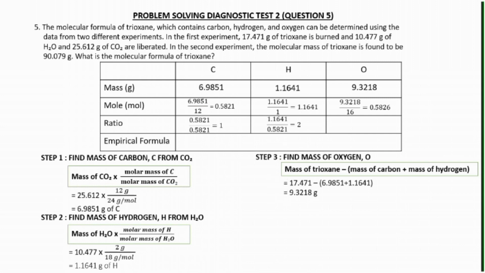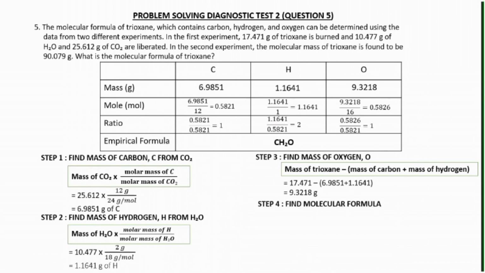The ratio for hydrogen is 1.1641 divided by 0.5821, and we get 2. And then oxygen, 0.5826 divided by 0.5821, and then we get 1. So with the ratio 1 to 2 to 1, the empirical formula is CH2O, because C is 1, H is 2, O is 1. So we get the empirical formula.